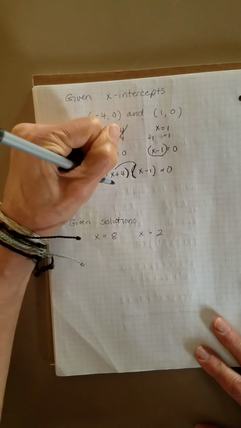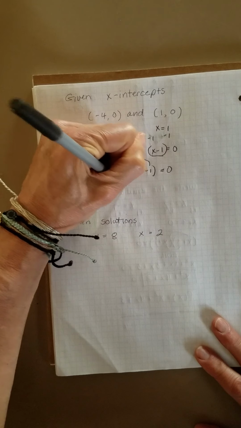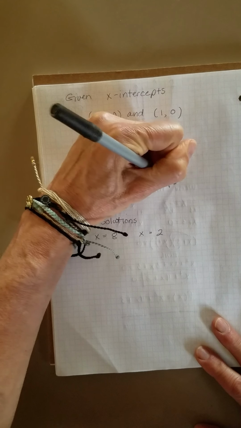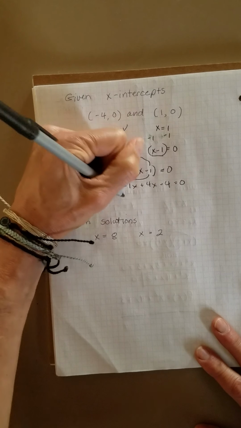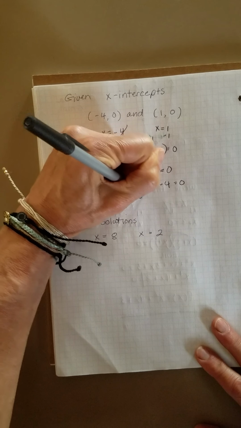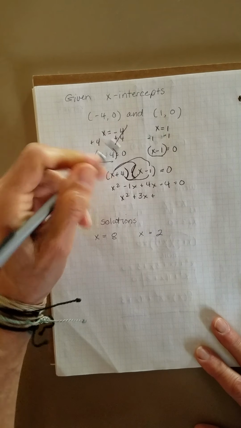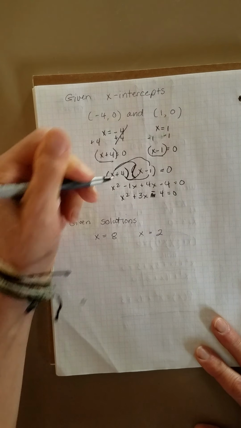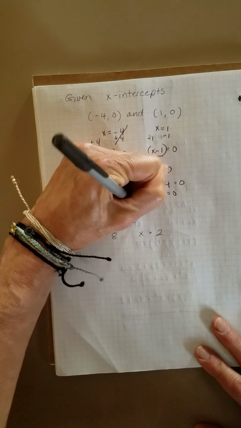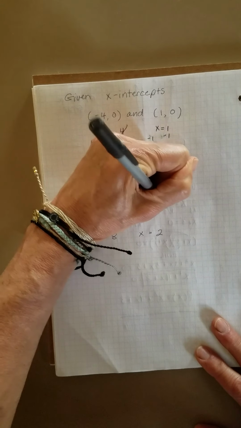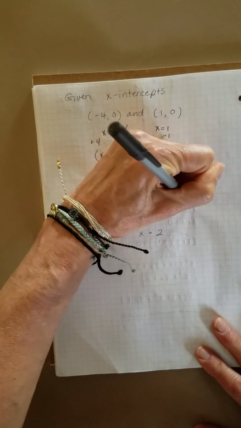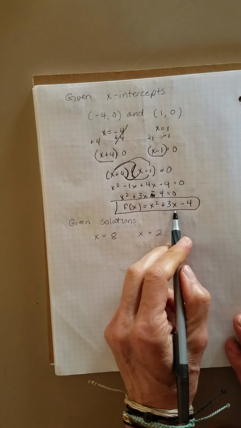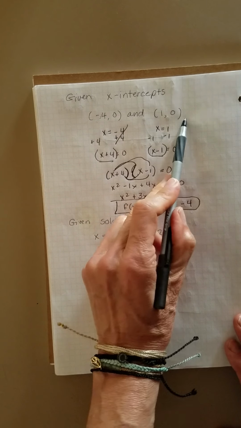We're going to FOIL, so x squared minus 1x plus 4x minus 4 equals 0. Combine like terms: x squared plus 3x minus 4 equals 0. So my function is f of x equals x squared plus 3x minus 4. This is the equation of the function given the x-intercepts.